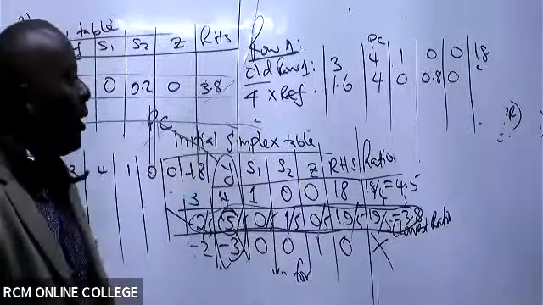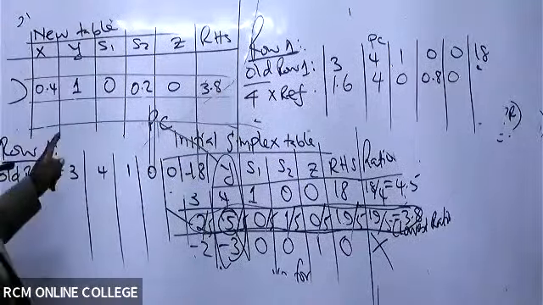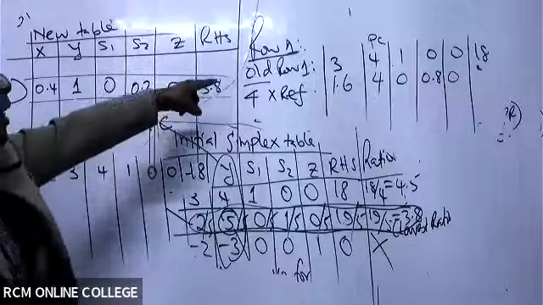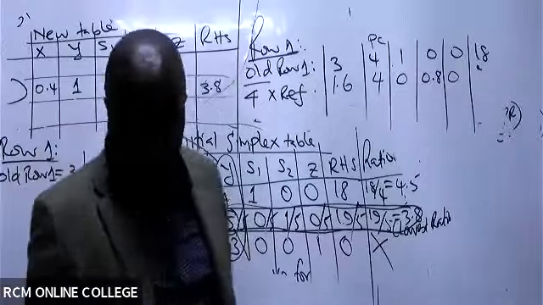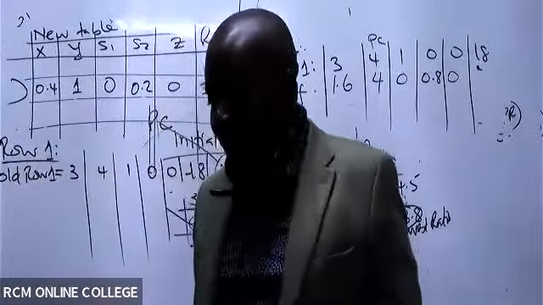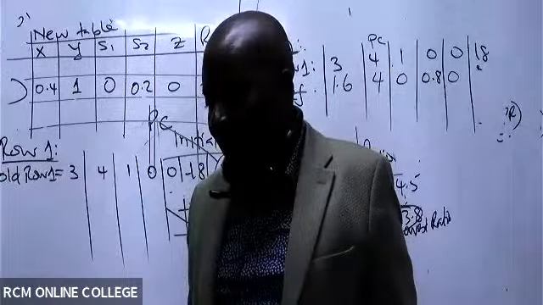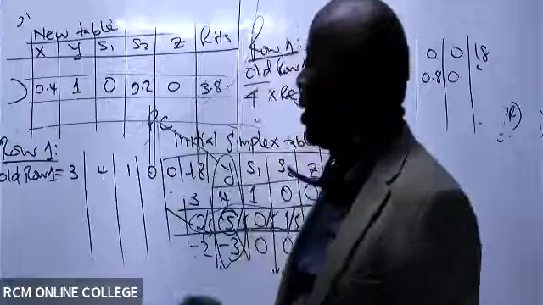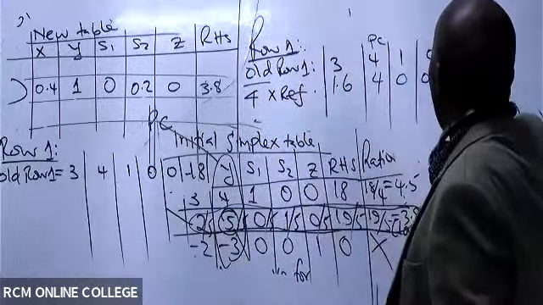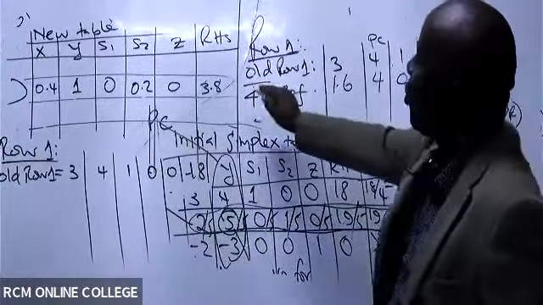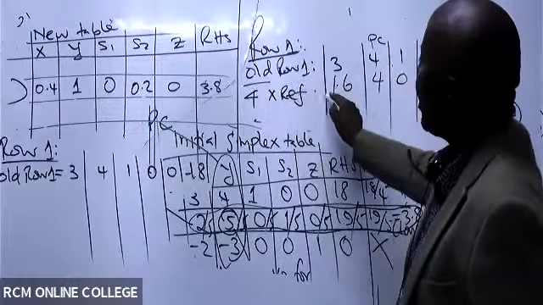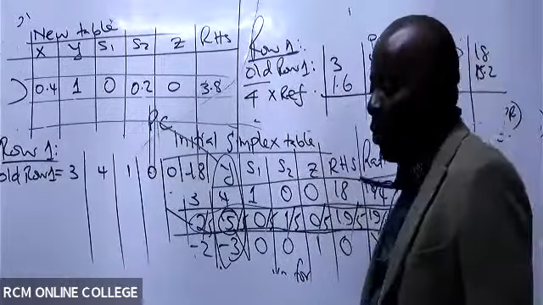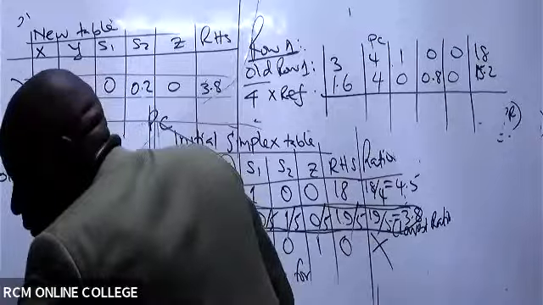So then we have here 4 times 3.8. What figure do we have here? 15.2. So remember, we are using what we call row reduction. We are subtracting to get the new row 1. Come and give me the new row.